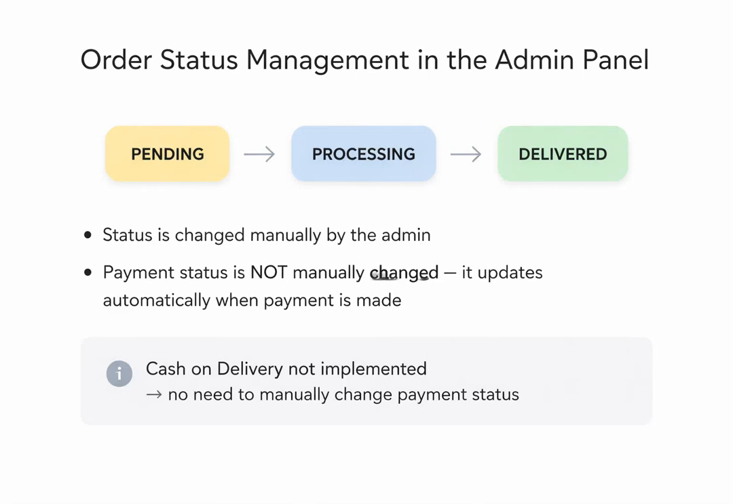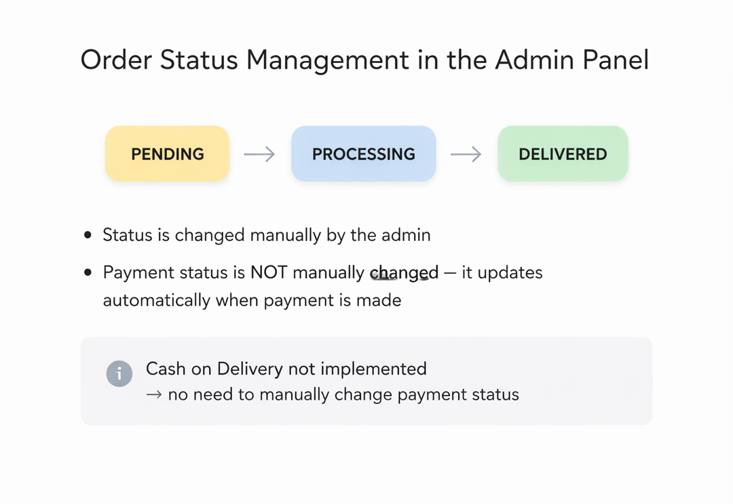Now, let's talk about order status management. There are 3 status values available: pending, processing, and delivered. Right now, an order starts in pending, and the admin manually moves it through the stages. This is done using a select column. Instead of a plain text field, a drop-down style select column is used so the admin can pick the correct status right from the table.